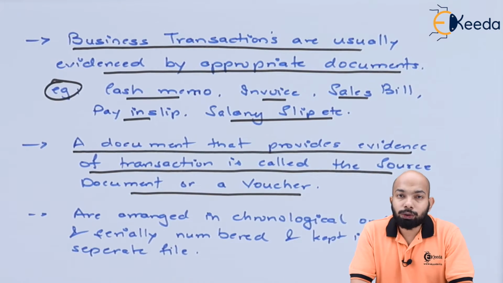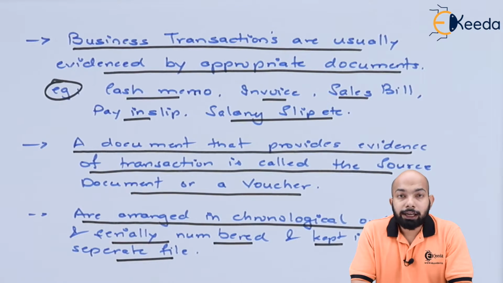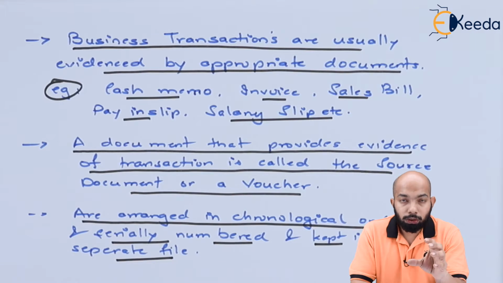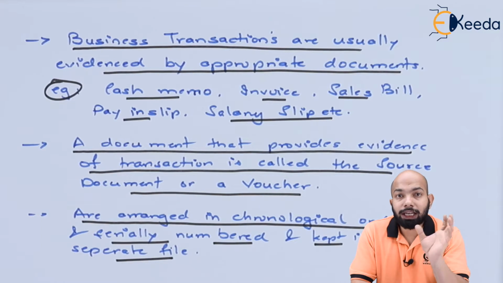Let's go on to the third point. Now, all these source documents are further arranged chronologically, they are kept in a separate file, and they all have a unique code. So they have a specific code. That means, as I've told you earlier, every invoice has a specific invoice number. That invoice number gives the detail of that specific bill and that specific bill only. Hence it is called a unique invoice code.